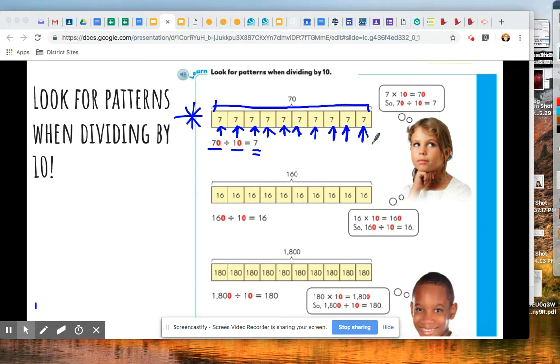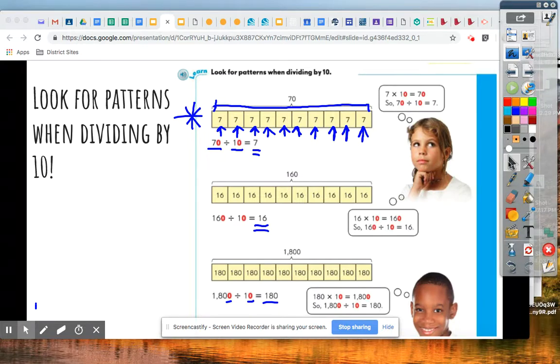And then if we did 160 divided by 10, it equals 16. And 1,800 divided by 10 equals 180. So let's continue.